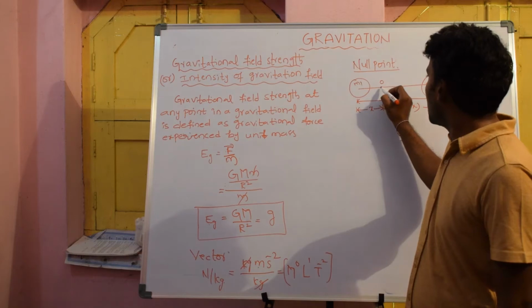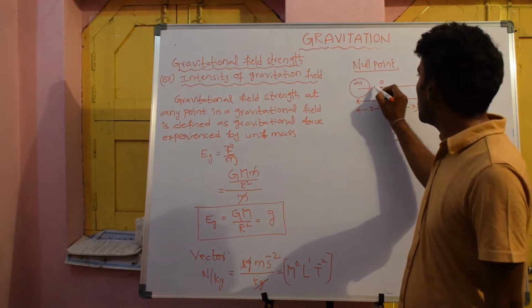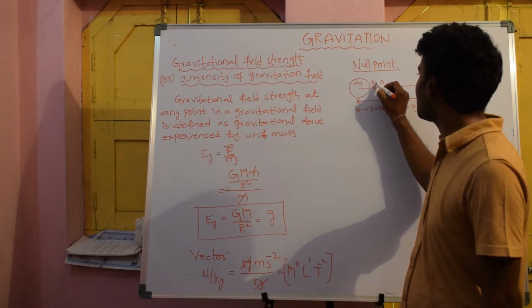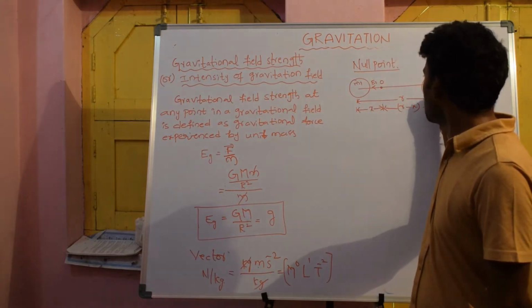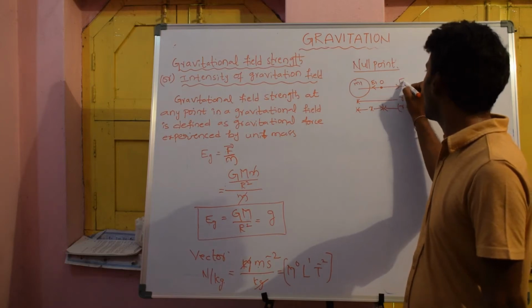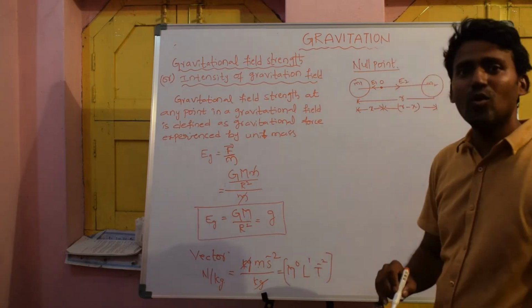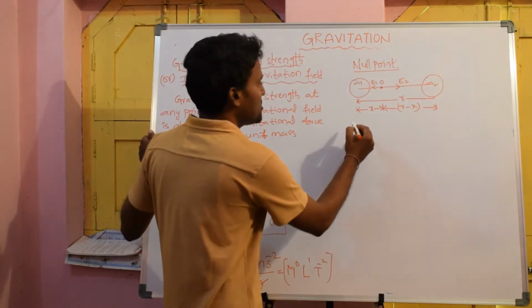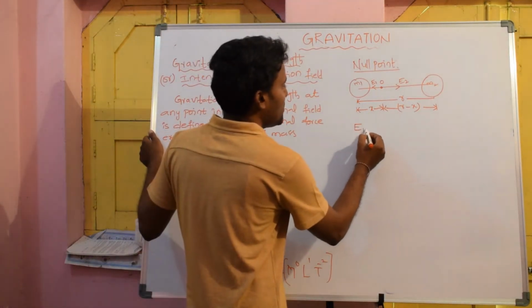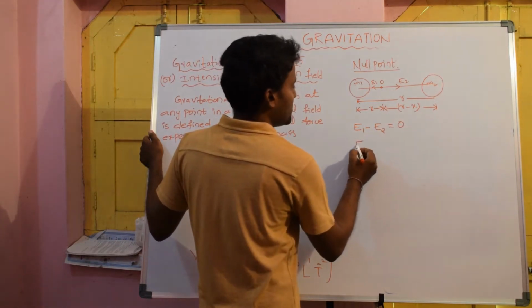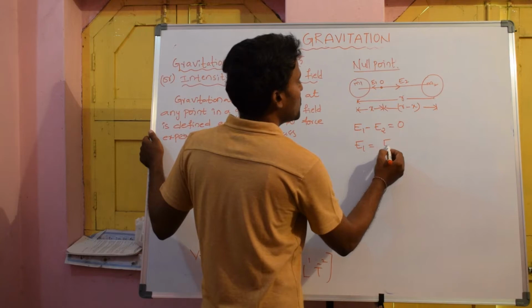The gravitational field strength acting on the point O due to M1, along this direction, is E1. The gravitational field strength acting on this one due to this one is E2. Both are equal and in opposite directions. So you can write E1 minus E2 is equal to 0, the null point. That's why E1 is equal to E2.